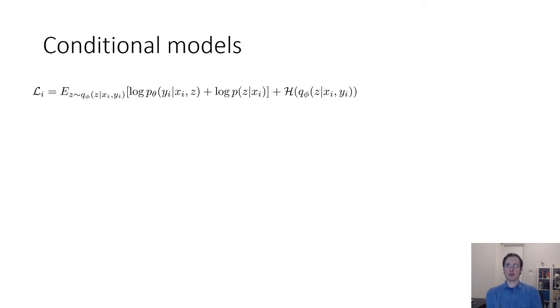All right, now we can also use this idea to build conditional models. So conditional models would be models that generate some other variable y given x, but have an additional latent variable z. So what I have written out here is a particular instance of a variational lower bound for a conditional model. There are many choices to be made here, and this is just one of those choices.